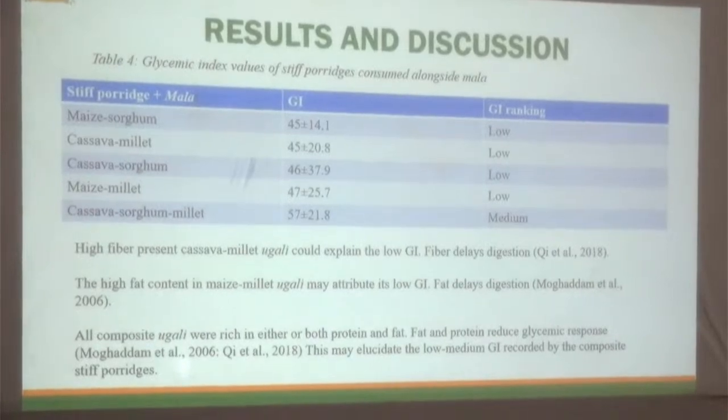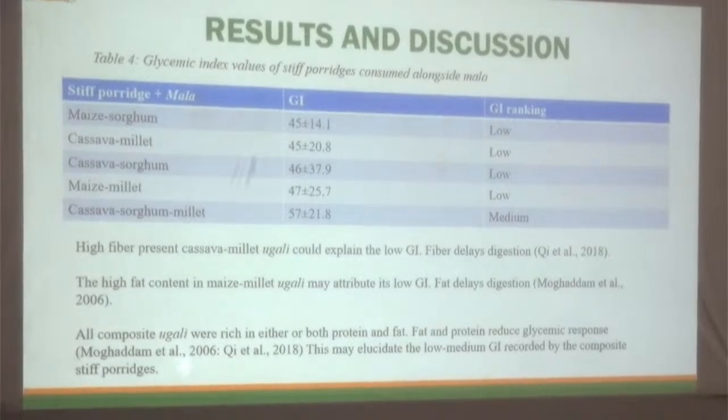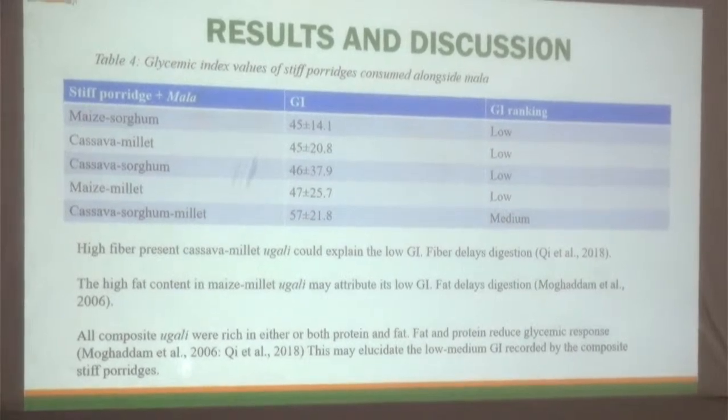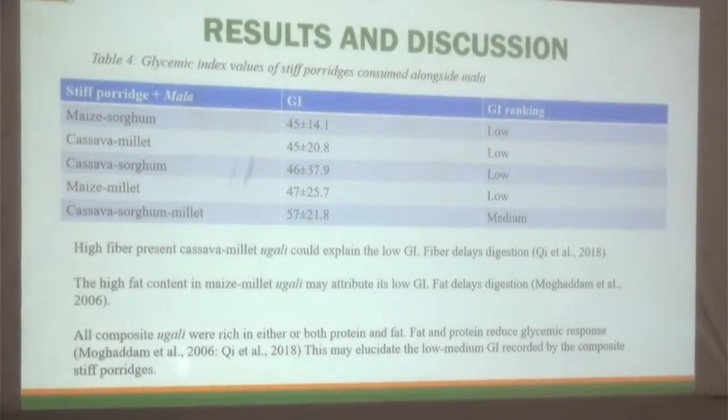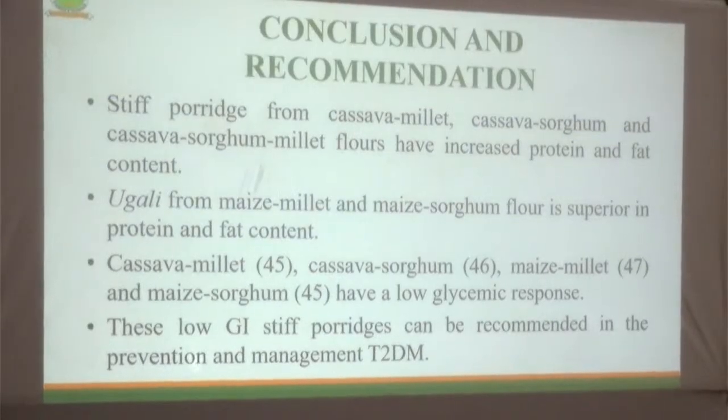The high fat content in maize millet ugali may attribute to the low GI that you can see here, and this is because fat delays digestion. All composite ugali were rich in either or both protein and fat, and this would have contributed to the low glycemic indexes. Thank you.